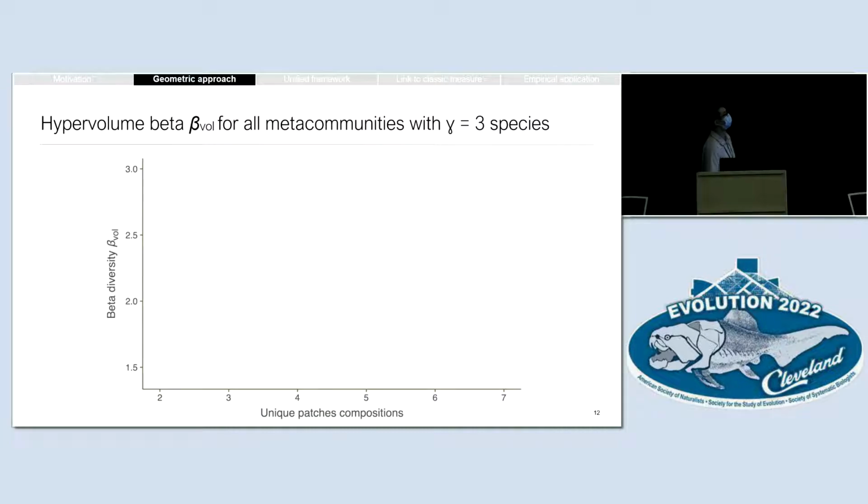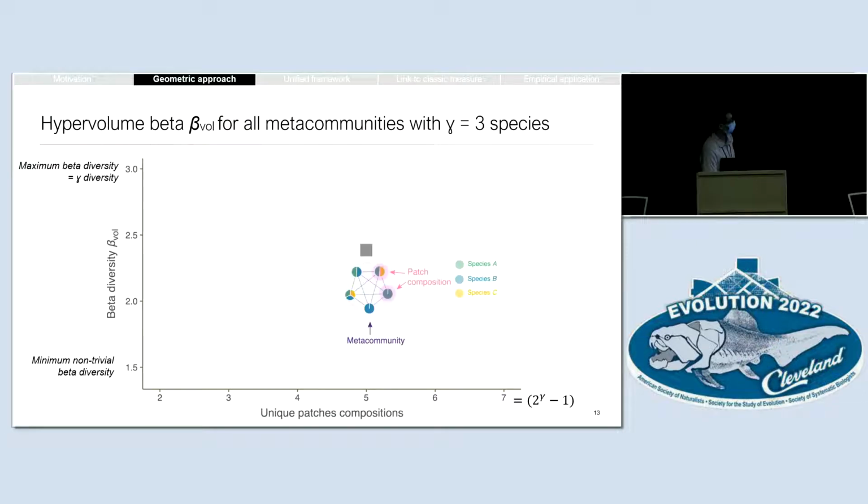We can see it for all possible metacommunities with 3 species. Here on the y-axis, we show the value of the beta volume calculated from the formula before, where the maximum value of the biodiversity is equal to the gamma diversity as designed. And this 1.5 is the minimum non-trivial biodiversity. As long as there is some spatial variation, it's going to be the minimum. On the x-axis, we show the number of unique patch compositions. As we only want to focus on non-trivial biodiversity, we must have at least 2 unique patch compositions. And the maximum possibility is going to be 2 to the power gamma minus 1, so it's around 7.